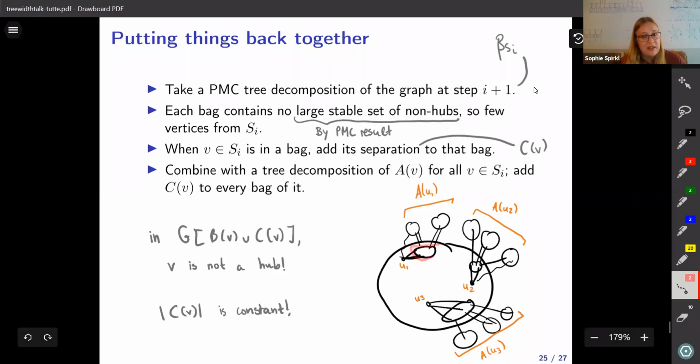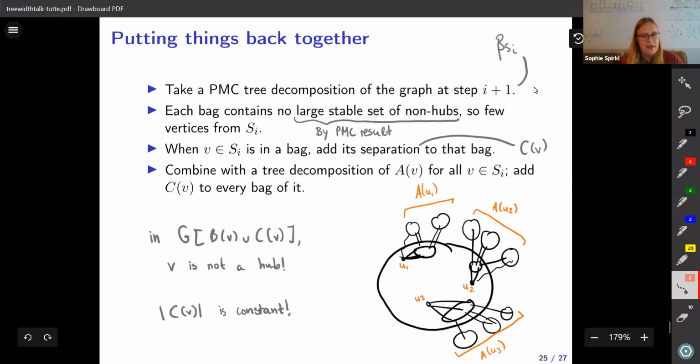Small degree means that this set is small, which is good because it looks like it wants to be a bag of the tree decomposition. And then at the very end, having done them all, we have broken every single wheel in the graph. So at the very end, there's a graph of small tree width. And now we go back up the hierarchy, putting back what we cut off in each step.